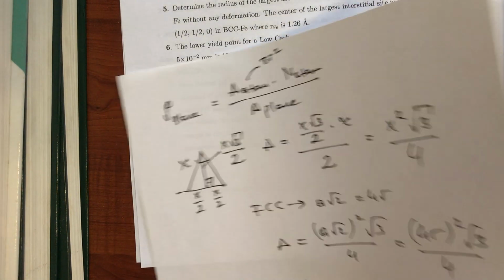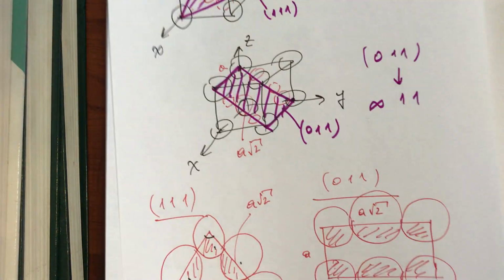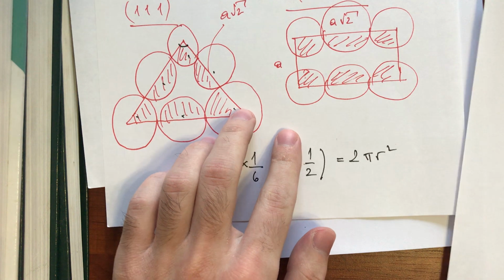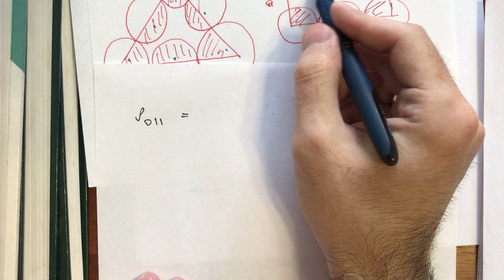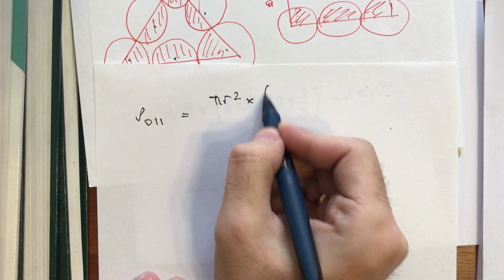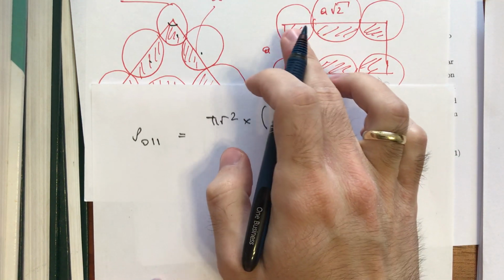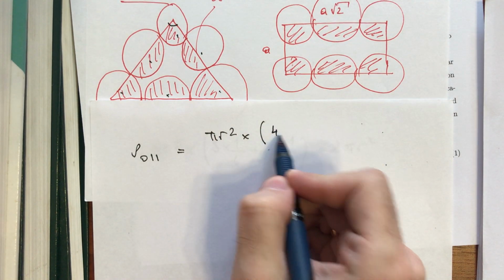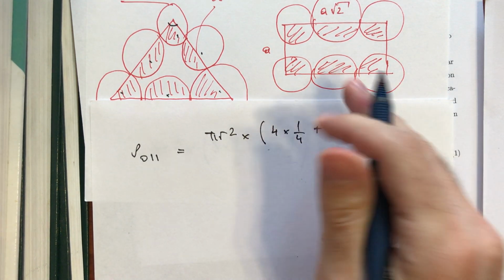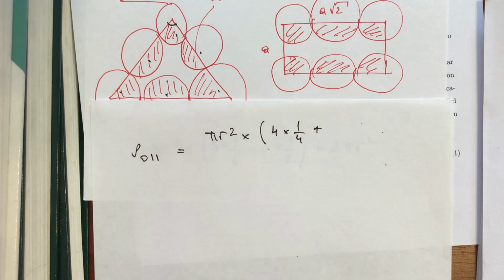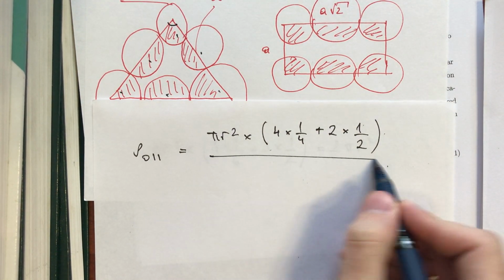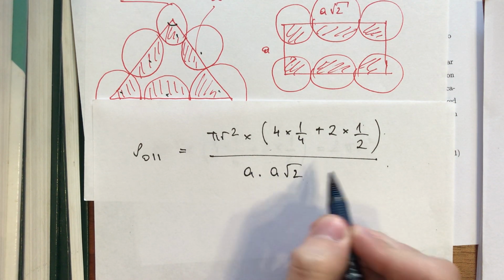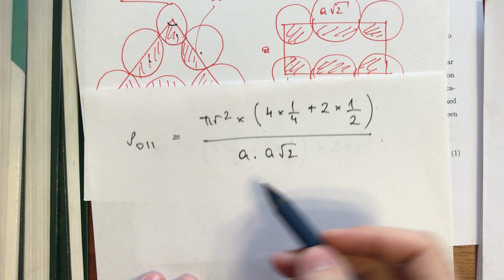Okay, so that was 111. For 011, the area occupied by the atoms is going to be pi r squared times 4 corners, 90 degrees, 90 over 360, so 4 times 1 over 4, plus 2 centers here, times half of them are included inside the plane, divided by a times a square root 2. This edge times this edge is the whole plane.